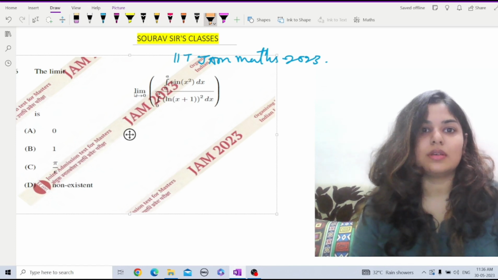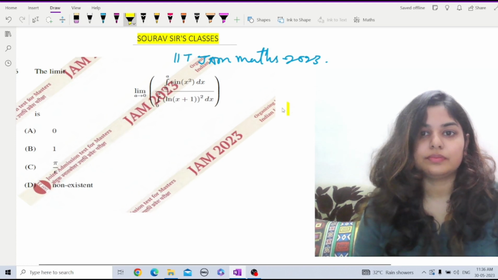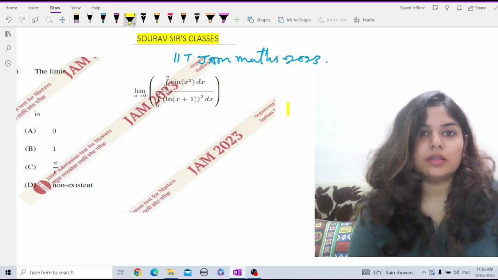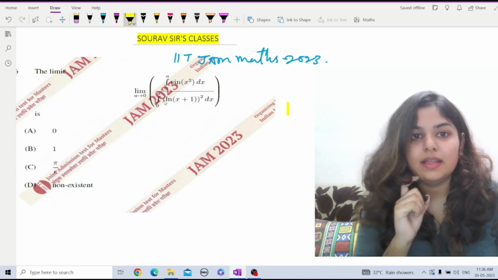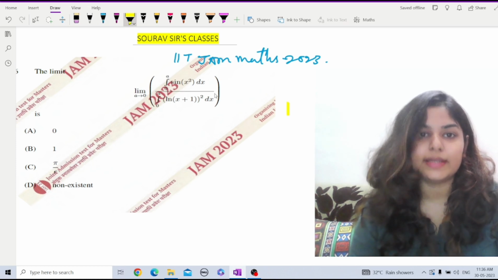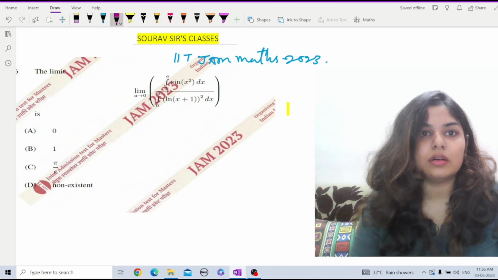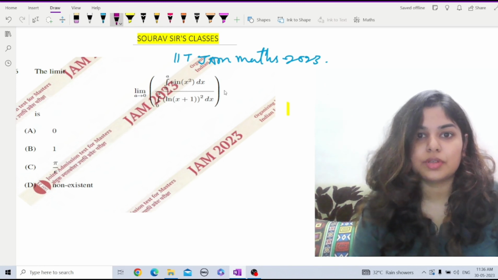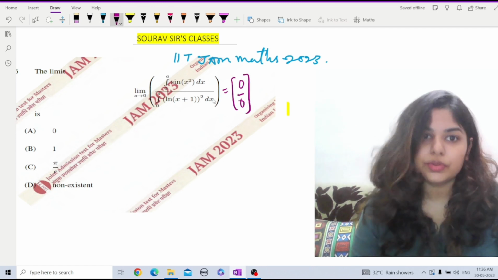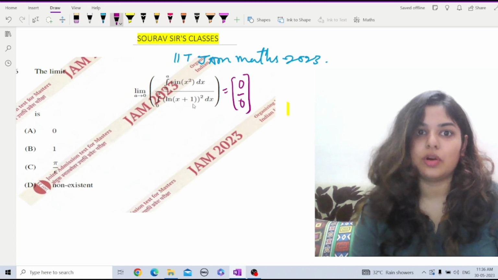Next question is, you're given the limit as a tends to 0 of the integral from 0 to a of sine x squared dx divided by the integral from 0 to a of log of x plus 1 whole squared dx. Now here, since this is in a division form, if we put a tends to 0, we are going to get it in 0 by 0 form. So that means we can use L'Hospital's rule.